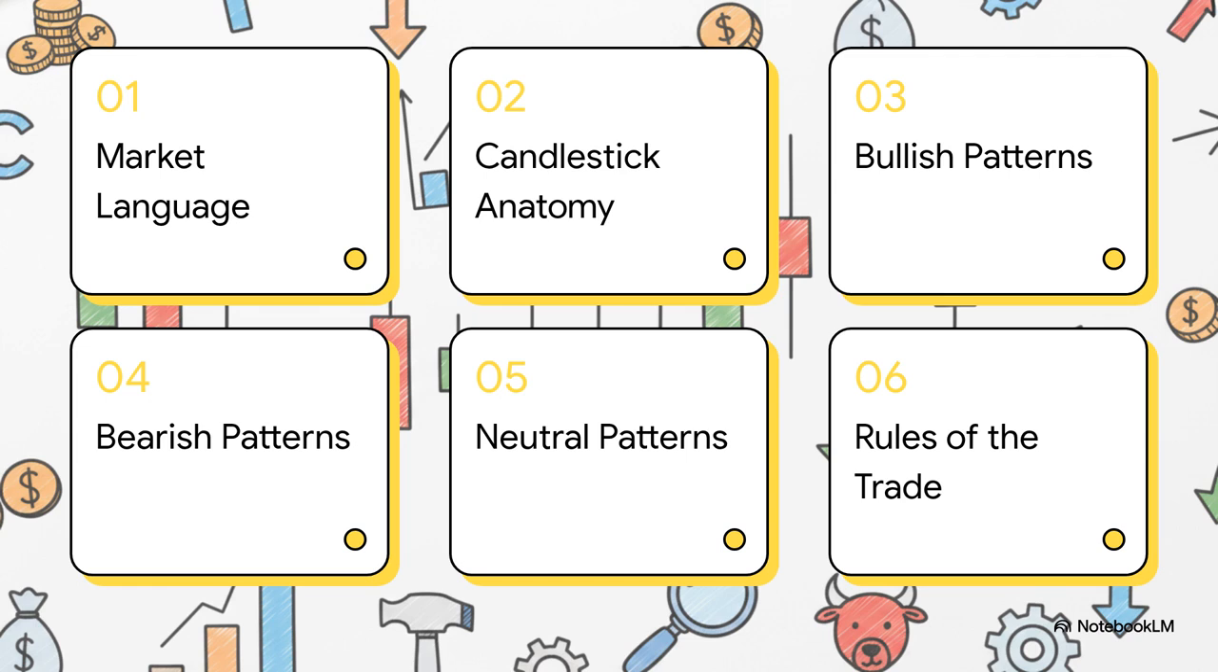Here is our roadmap for today. First up, decoding the market's language, followed by the anatomy of a candlestick. Then we'll look at bullish patterns, where the buyers attack, bearish patterns where the sellers retaliate, and neutral patterns which are basically a standoff. Finally, we'll wrap up with the rules of the trade.